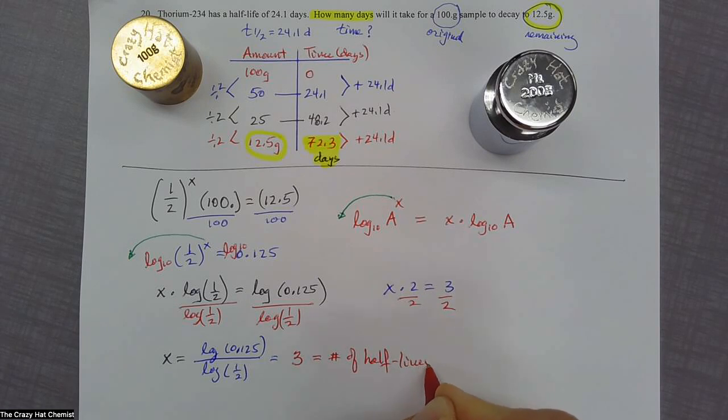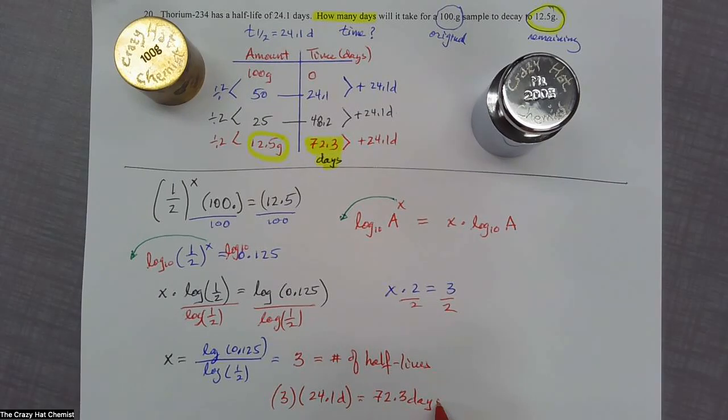So this is equal to the number of half-lives. What we're going to do with this now is take the number of half-lives, which is 3, and multiply it by the half-life time, 24.1 days. We are going to solve for this, and this will be 72.3 days. So how long does it take?